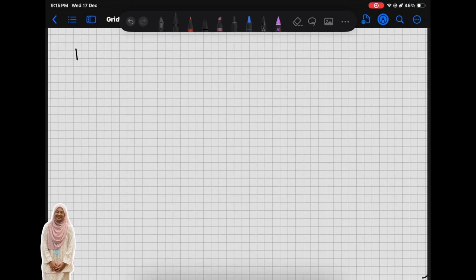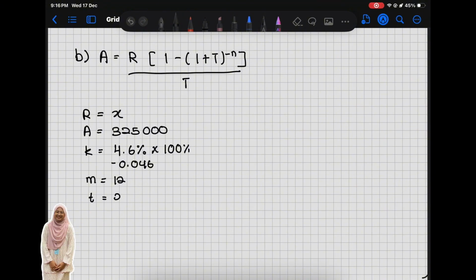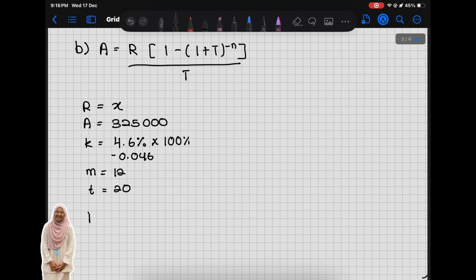We use the formula A is equal to R (1 minus (1 plus I) to the power of negative N) divided by I. In this case, we don't have the amount of R. R is the periodic payment. Next, A is equal to 325,000. K is the annual rate. 4.6% divided by 100, we get 0.046. M is the number of compounding periods per year. M is equal to 12. Next, T. T is the loan tenure. T is equal to 20 years.